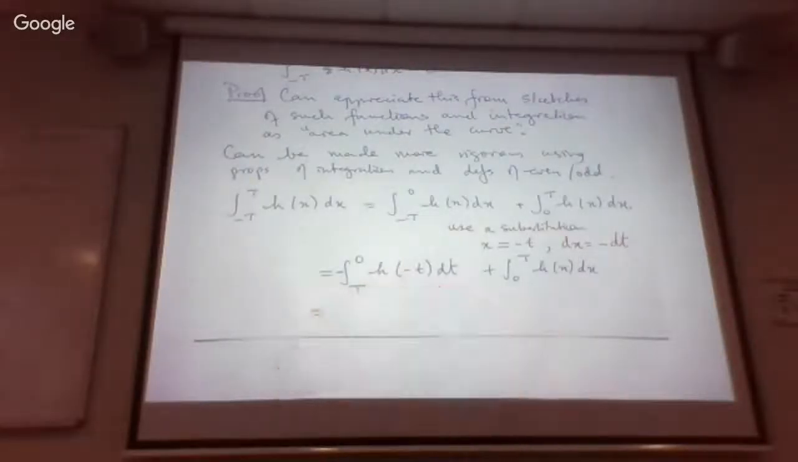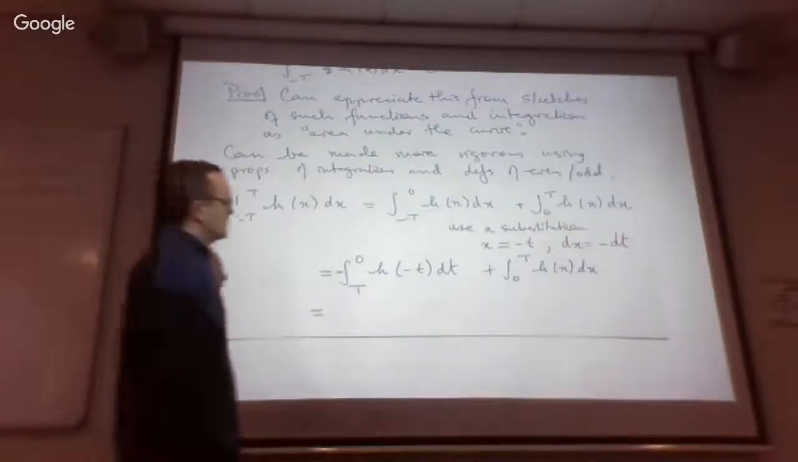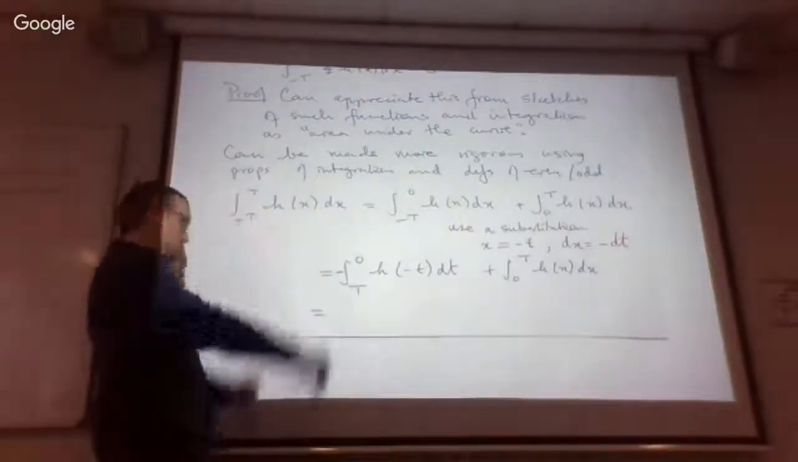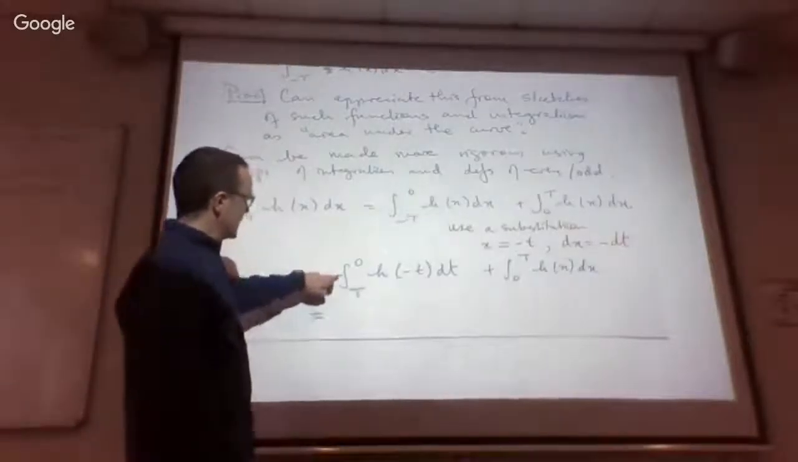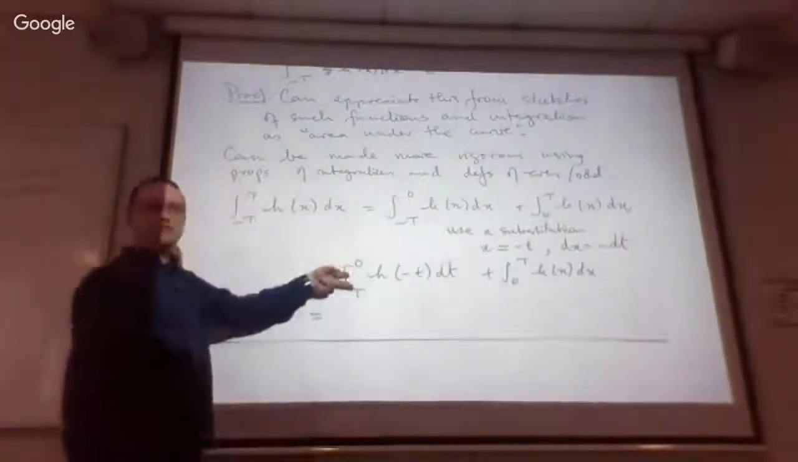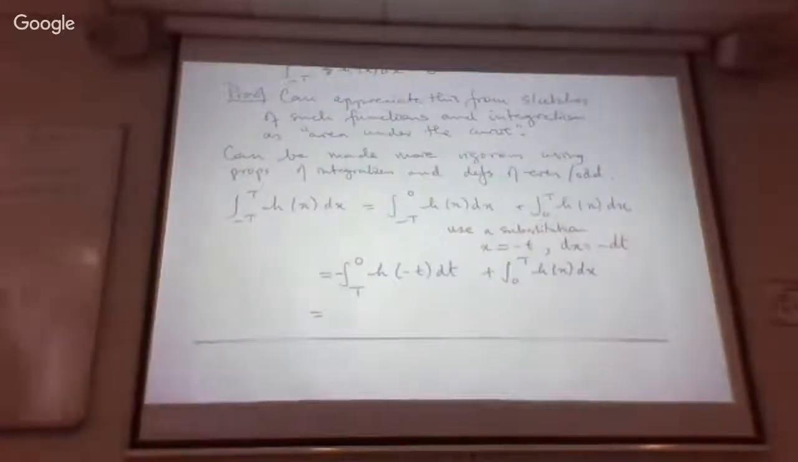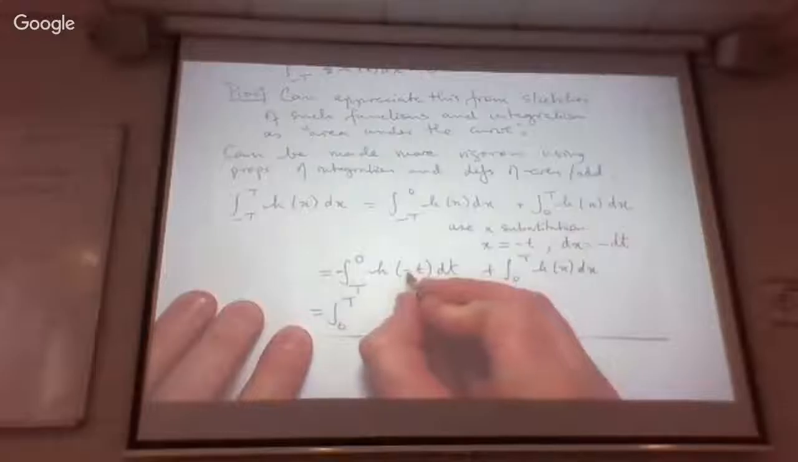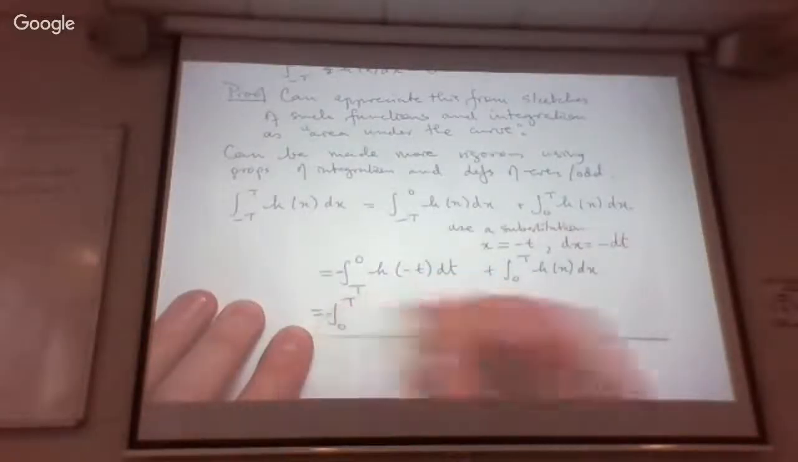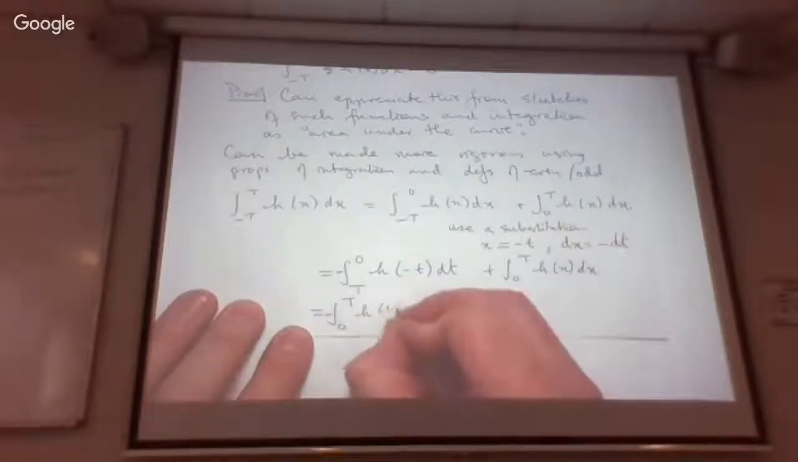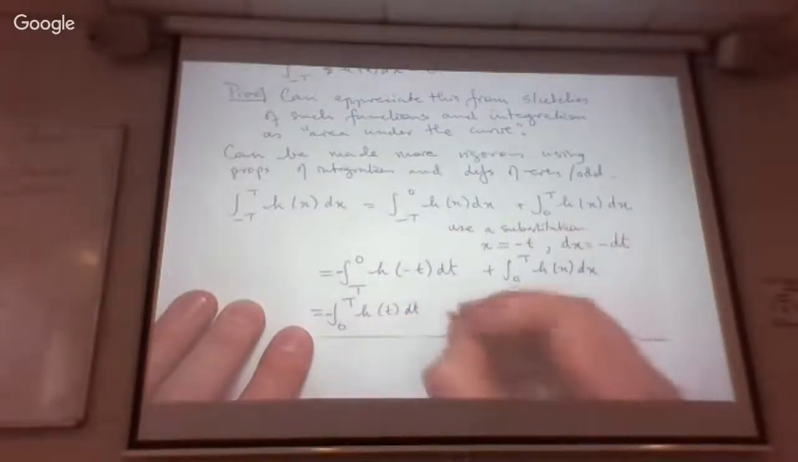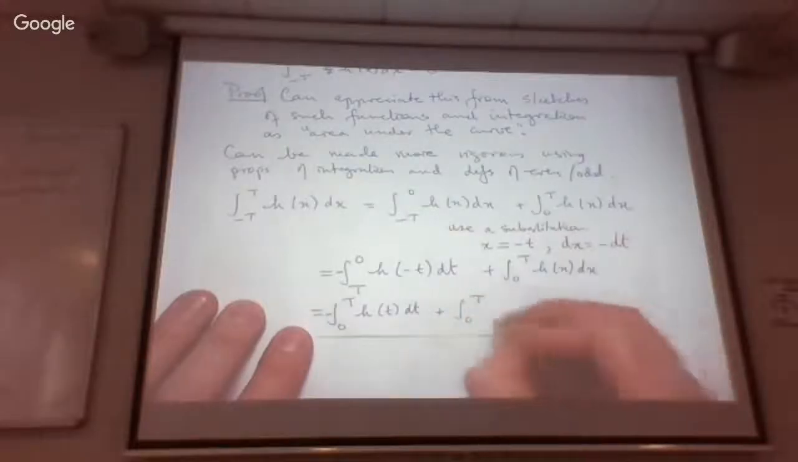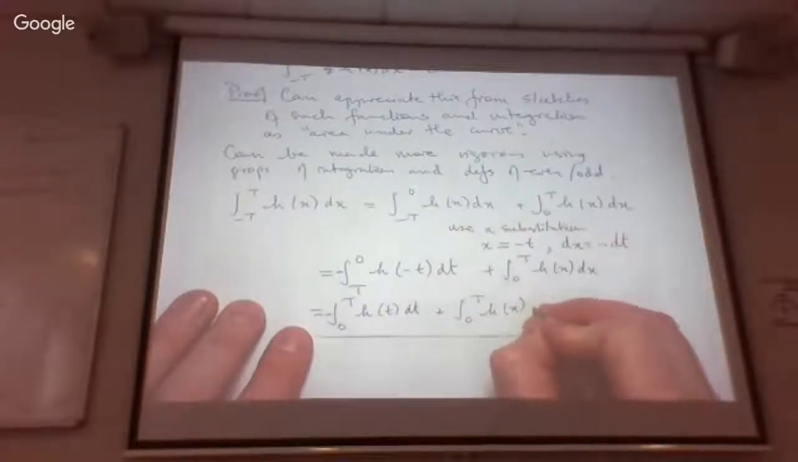Now, what can we do with this? So we can do a number of things here, but you just have to be careful. A negative sign in this integral, well, that means I can reverse the direction of integration. And this negative sign, because h is odd, this comes out. So that's again going to be out here. So I got h of t dt plus the integral from 0 to t for h of x dx.